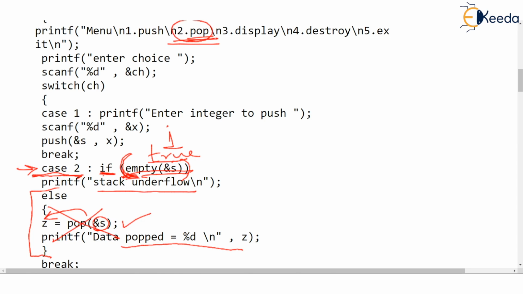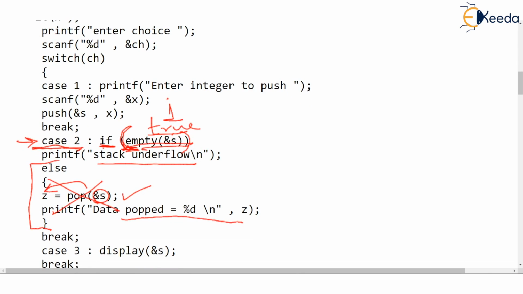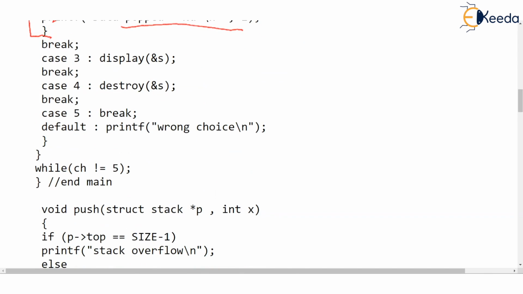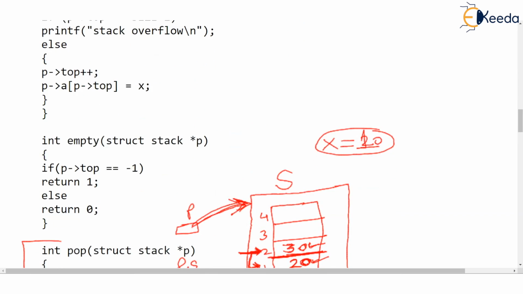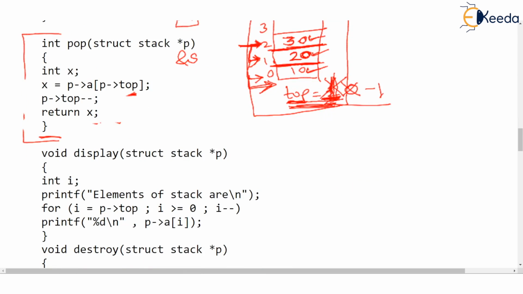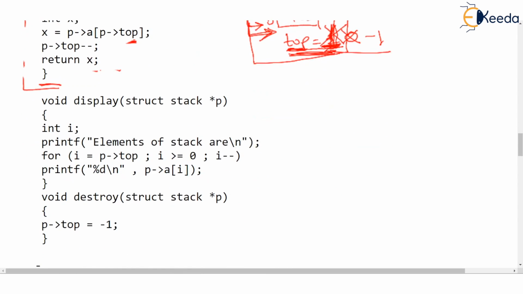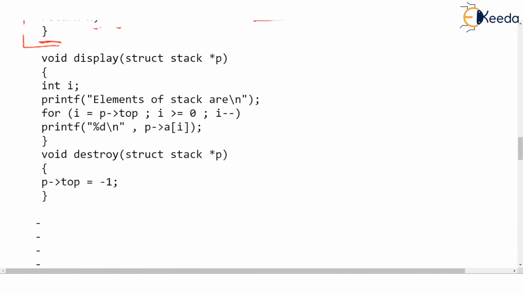That's the way the empty function helps the pop function to carefully call the function so that the proper value is popped. So in this video, we have seen two functions, empty and pop. I think we have some more time where we can see the display function. Let's see how to display the stack.